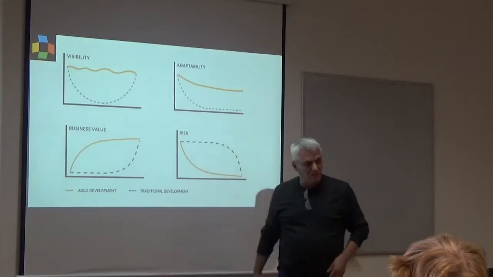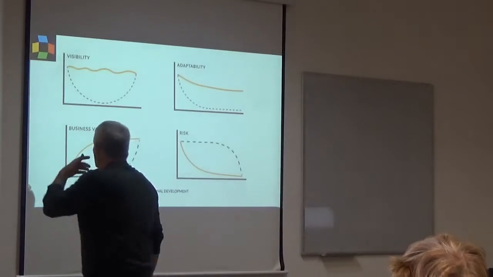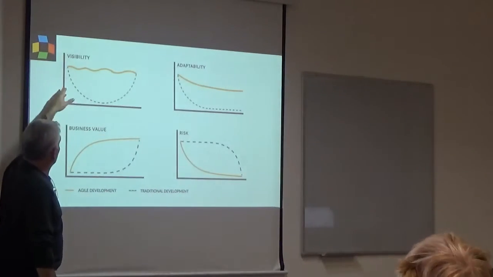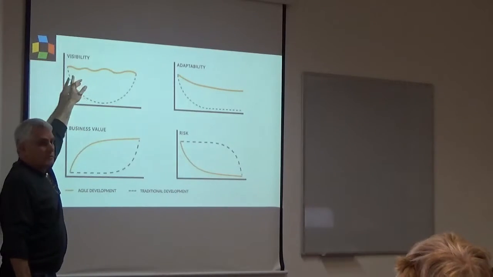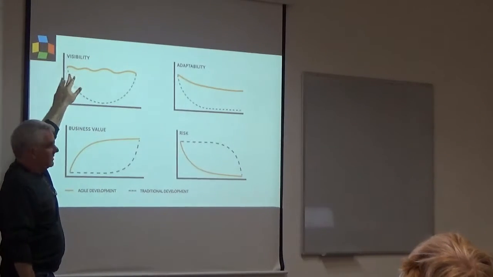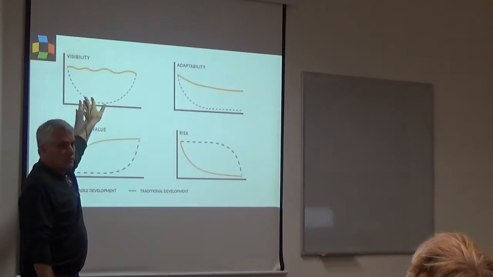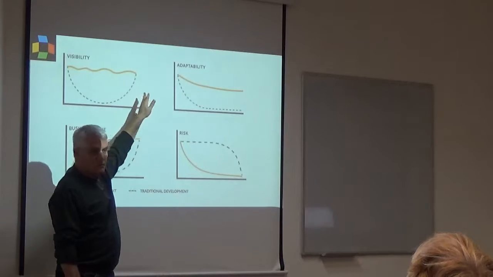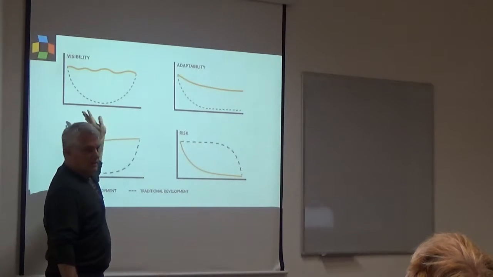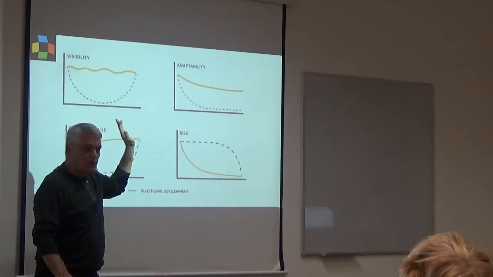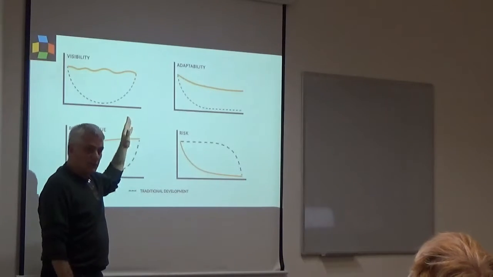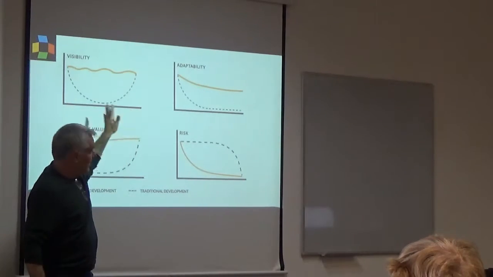So one thing is visibility. If you start in the traditional method, you go to customers, you have the requirements, there is a lot of visibility, and then it all goes into a dark hole. Okay, it goes into a black hole, and it emerges when you have the complete product. In between, there's no visibility at all. Nobody knows what you're doing. You're just sitting in some dungeon and working away.